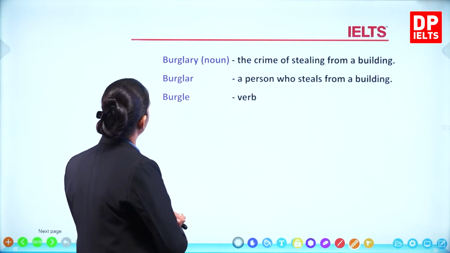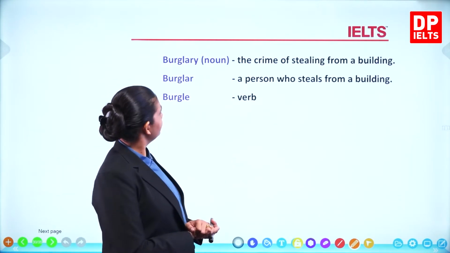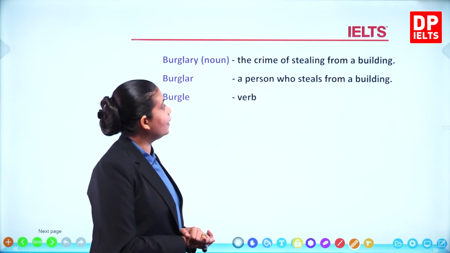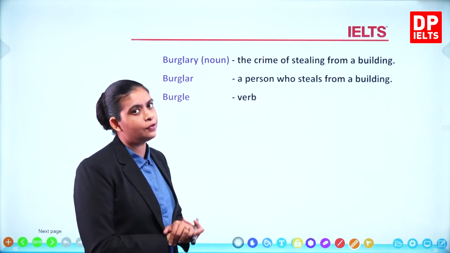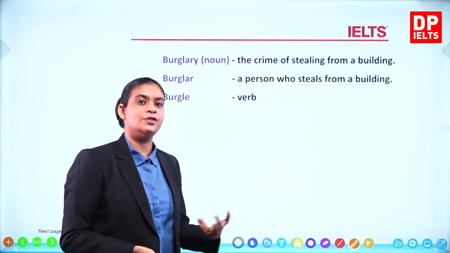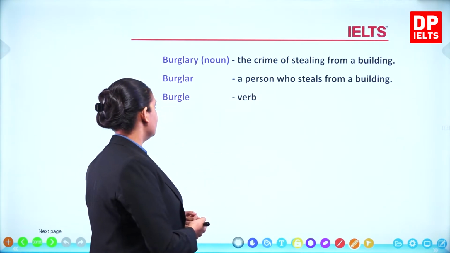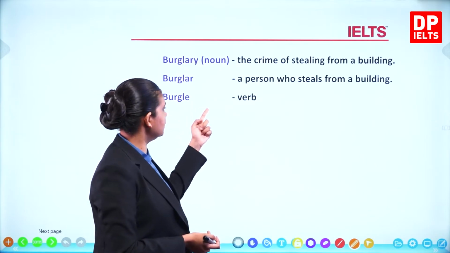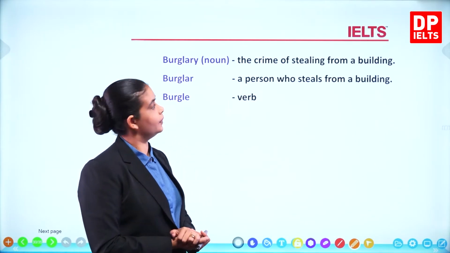So next one, burglary. That is a noun and that is the crime of stealing from a building. Burglar is the person who goes to steal from the building. Burgle is actually the verb, right?